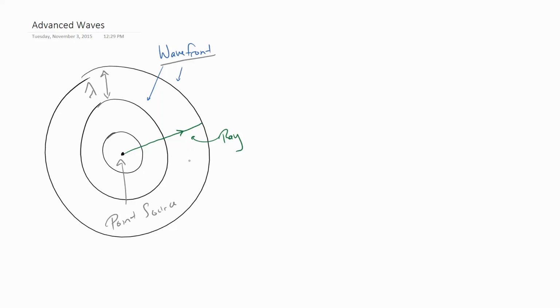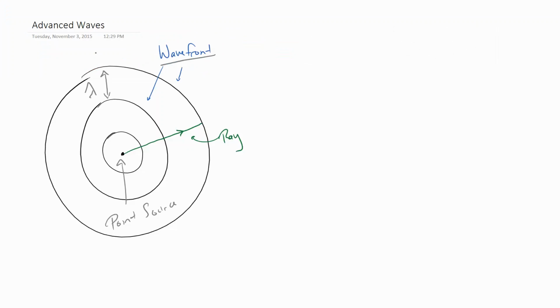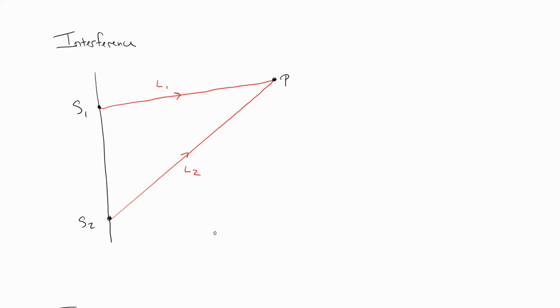This is going to prove to be a useful model for point sources, sources of light, sources of sound, as you discuss waves. It's pretty common. Not much else to say about it, though, actually. So let's scoot along. Let's now take a look at interference.